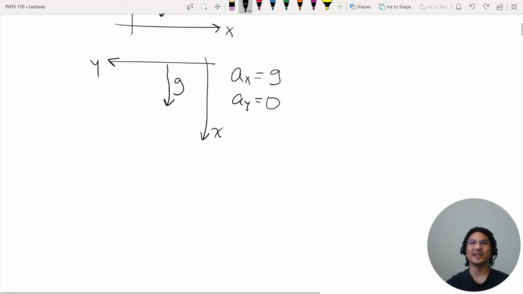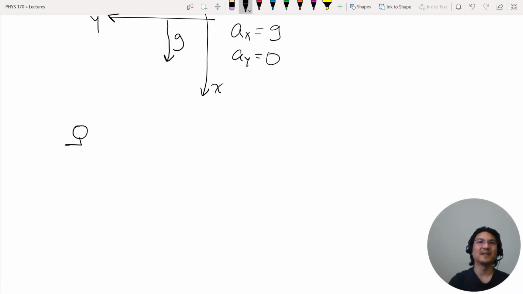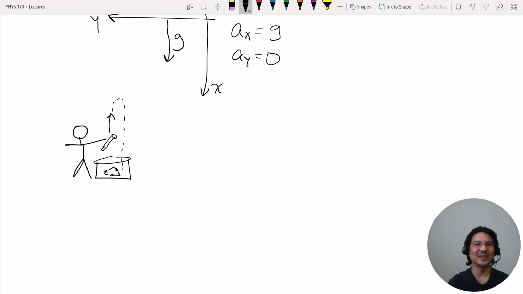Okay, let's try an example just for practice. So let's say you, like, this is the limits of my artistic ability. So let's say you just drank a smoothie with a paper straw and you're gonna like chuck it in the recycling bin, but you like throw the straw up in the air, right? And then it falls down over here.